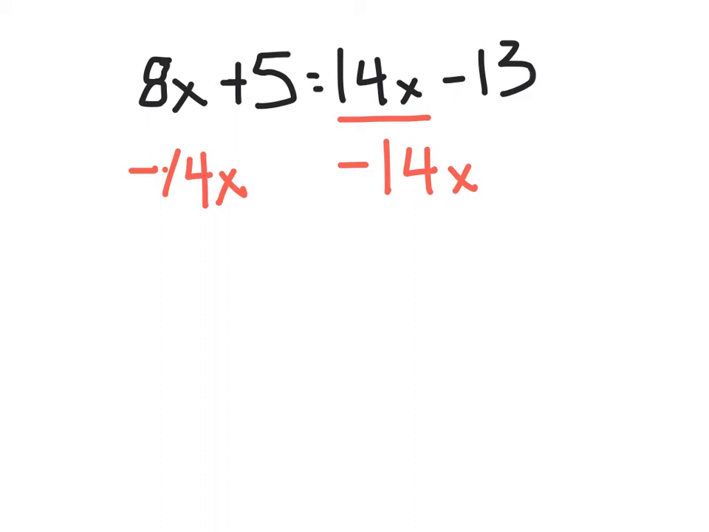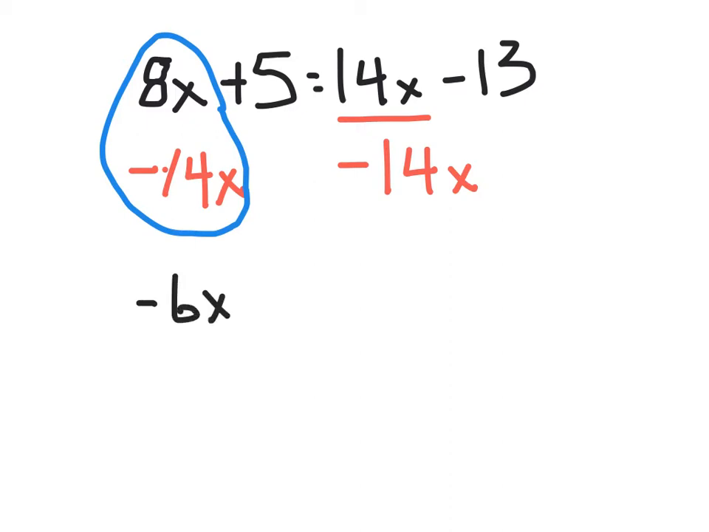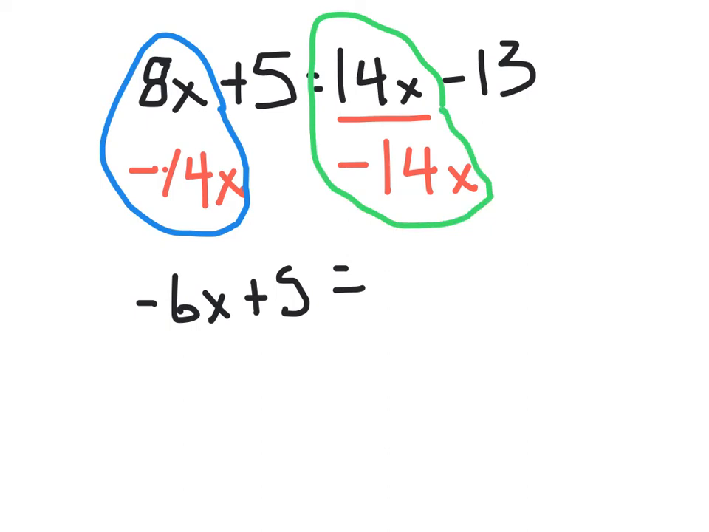This is where it gets a little tricky. 8x minus 14x is similar to saying 8 minus 14. You're going to be left with a negative number. This will leave us with negative 6x on the left side. However, 14 minus 14 on the right side, that leaves us with 0. 0 minus 13 is the same as saying negative 13.